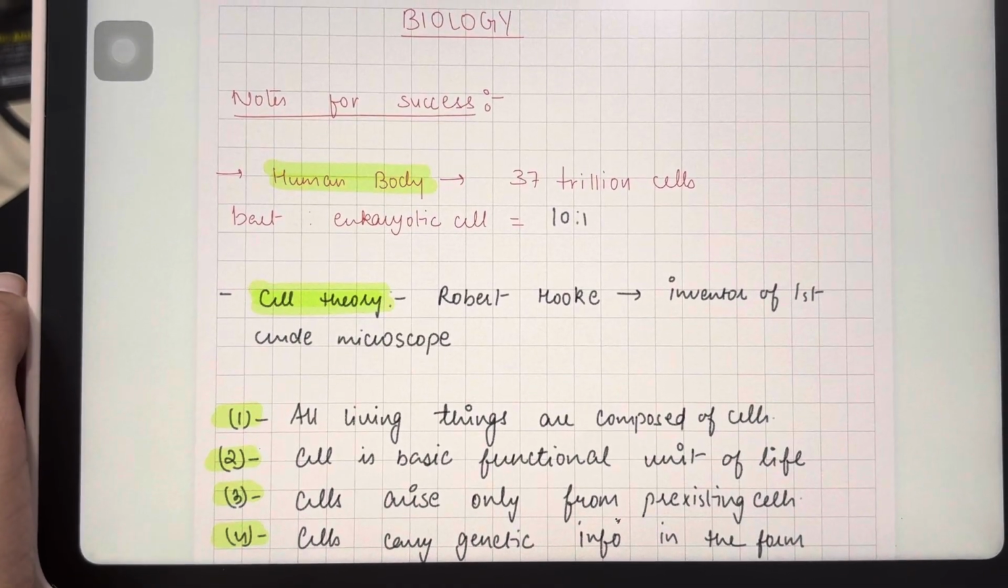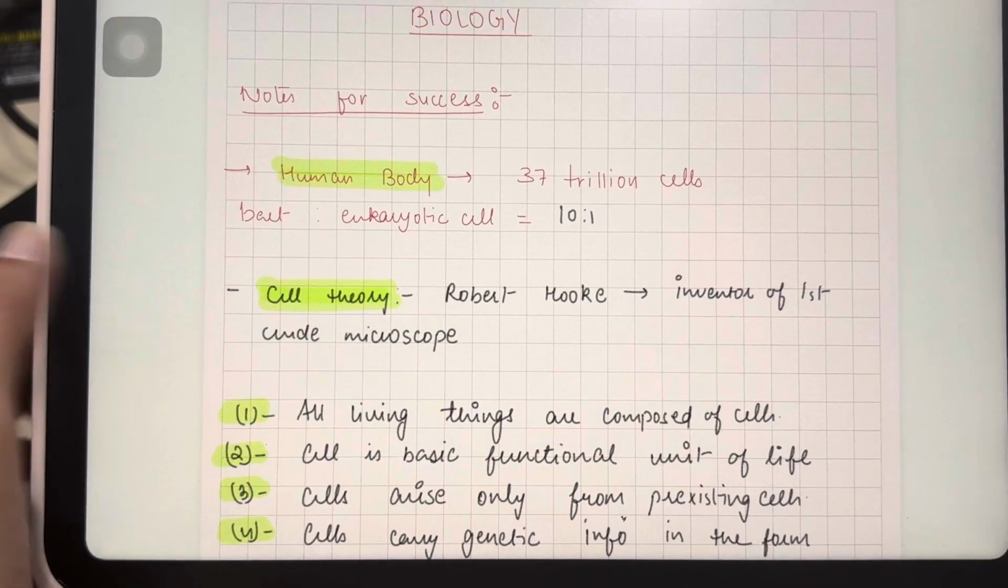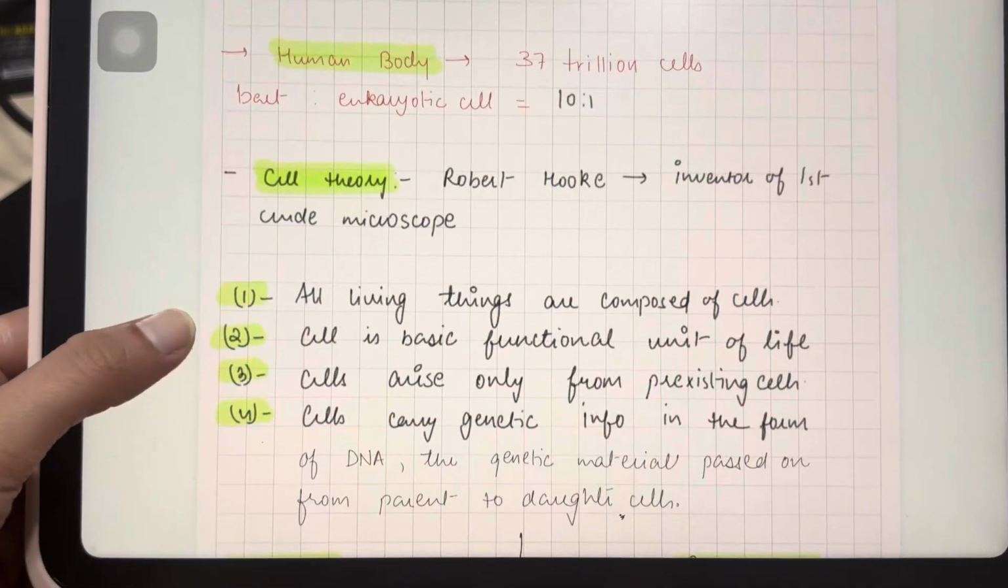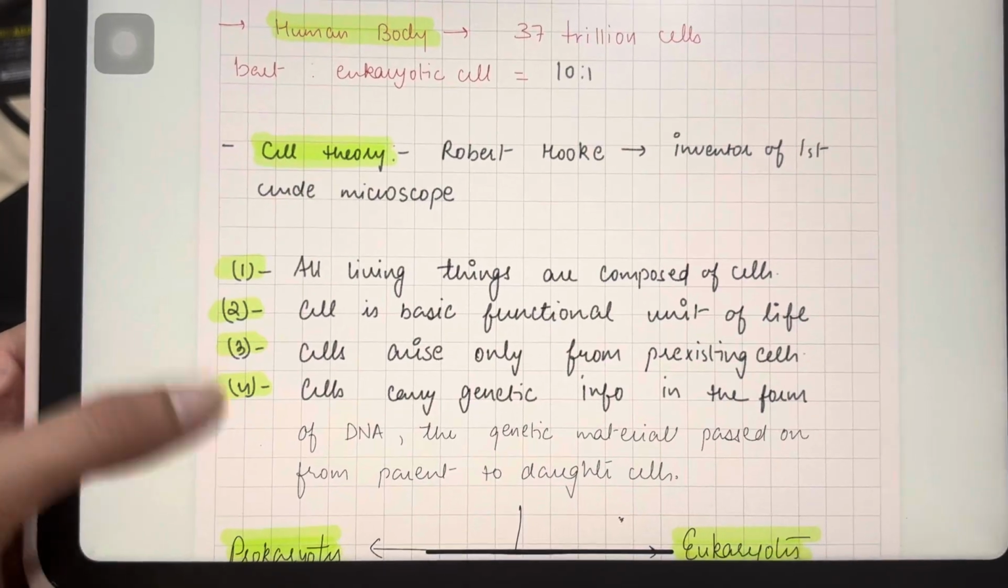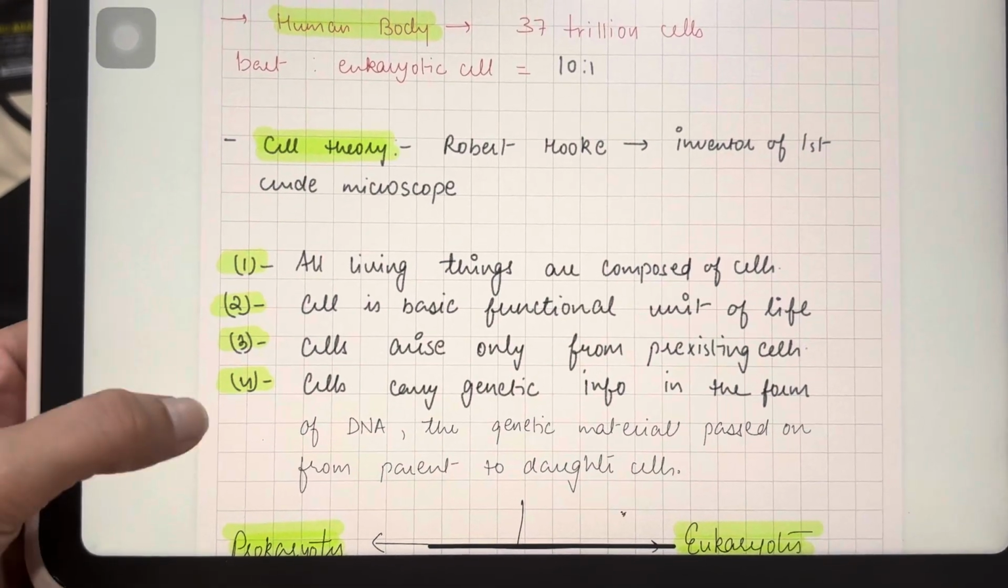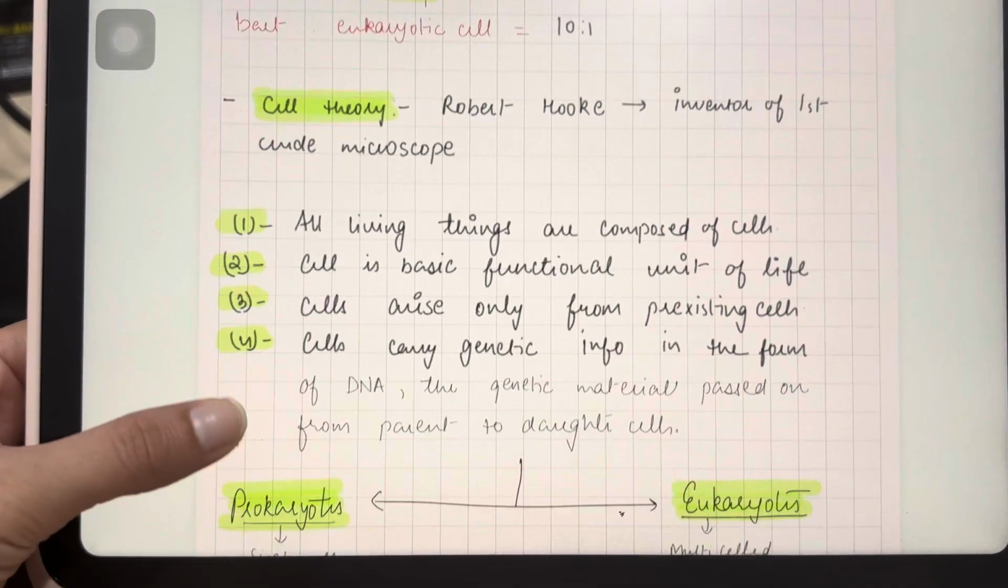The human body has 37 trillion cells. Bacterial to eukaryotic cells are 10:1. Bacteria to eukaryotic, so bacteria are more than the eukaryotic cells.